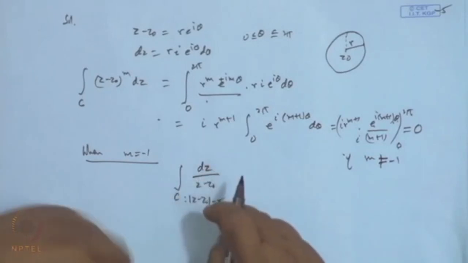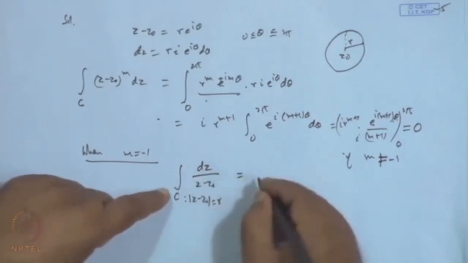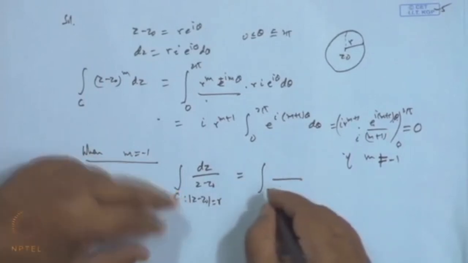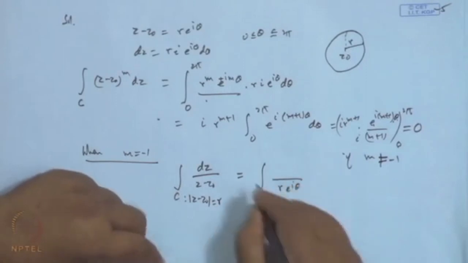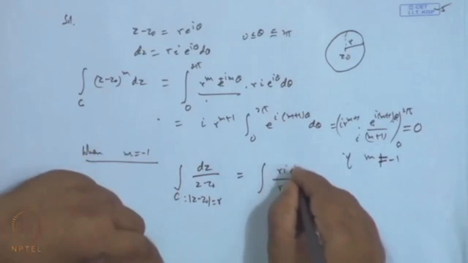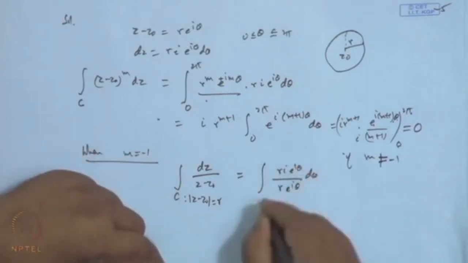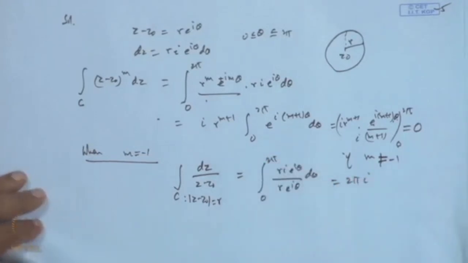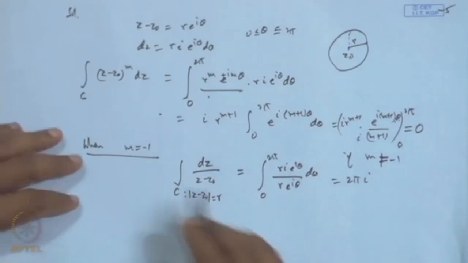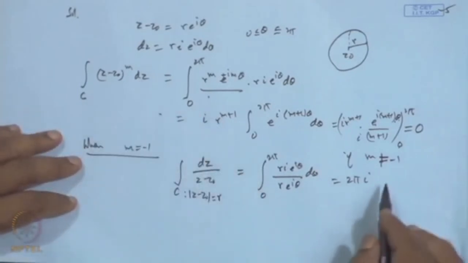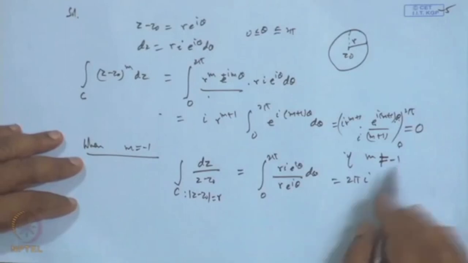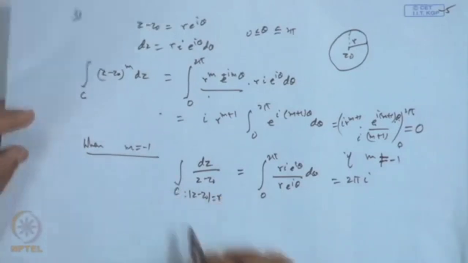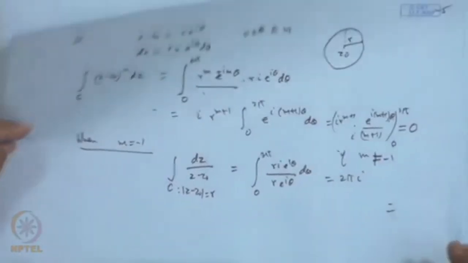Okay. So, if I evaluate this, the value will come out to be: z minus z naught is R e^(iθ), dz is equal to R i e^(iθ) dθ, and from 0 to 2 pi, the value will come out to be 2 pi i. So, this result says the value of this integral will be 0 when m is different from minus 1 and equal to 2 pi i when m is equal to minus 1. This will be useful. Okay.